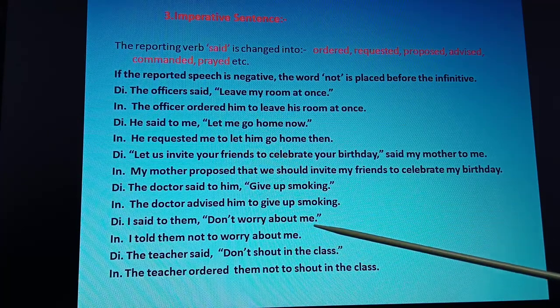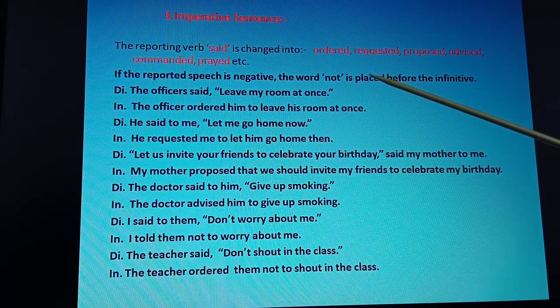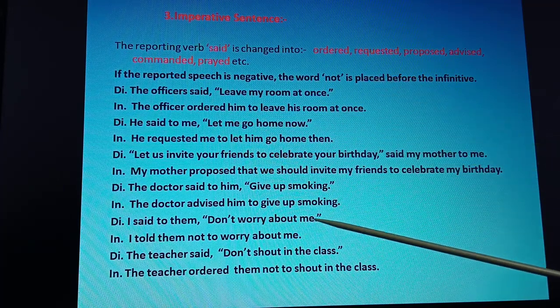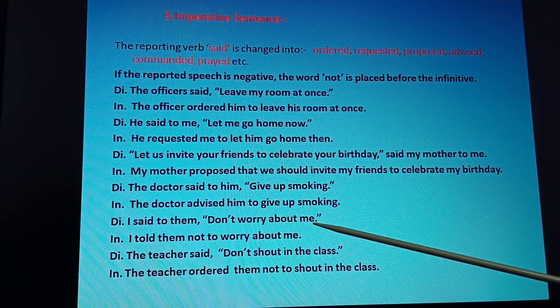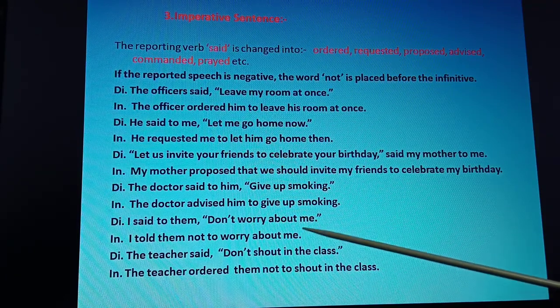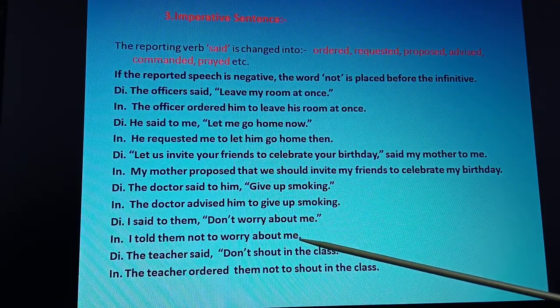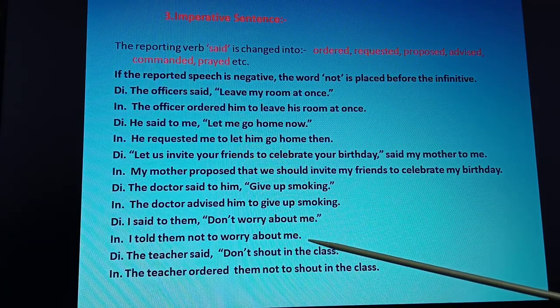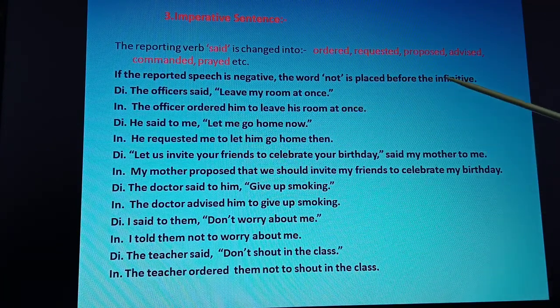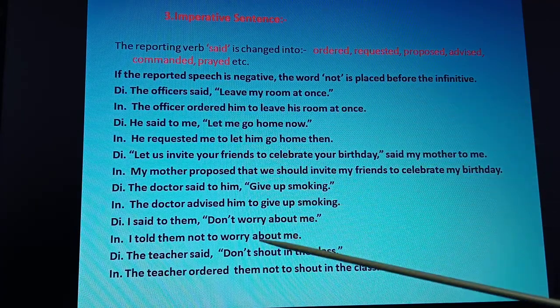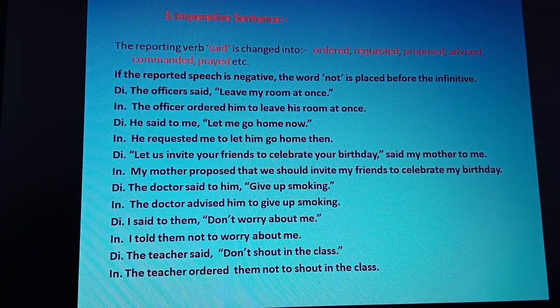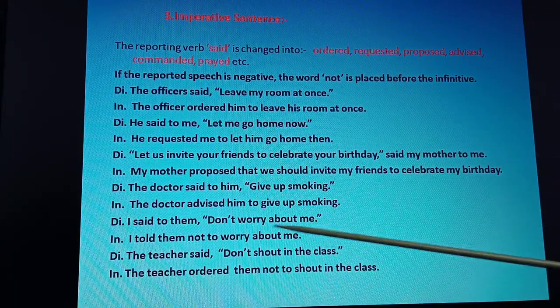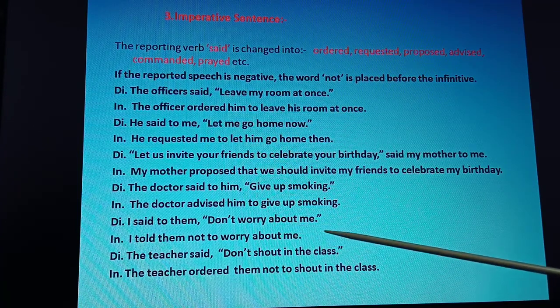Again, I said to him, "Don't worry about me." Here comes your negative sentence. He said to them, "Don't worry about me." Here you see, I told them not to worry about me. This "not" is placed before the infinitive, "not to worry", you see. I told them not to worry about me. "Don't" will not come. Understood? So, I told them not to worry about me.